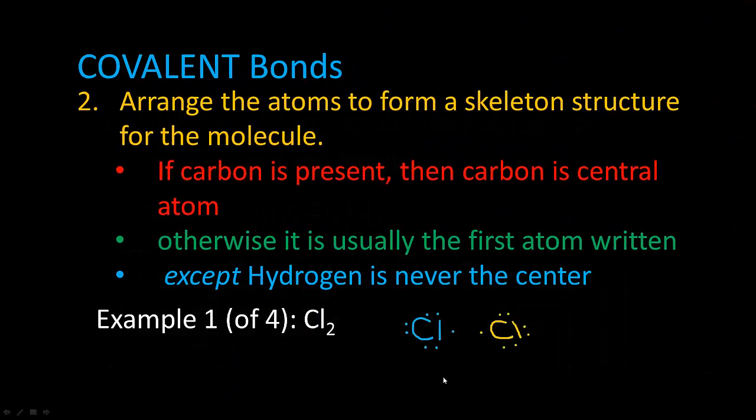Next step, you arrange the atoms to form a skeleton structure for the molecule. If carbon's present, then carbon's the central atom. Otherwise, it's usually the first atom written. In this case, it's chlorine. Except for hydrogen, it's never the center, whether it's in the front or not. Okay, so right here is the skeleton structure.